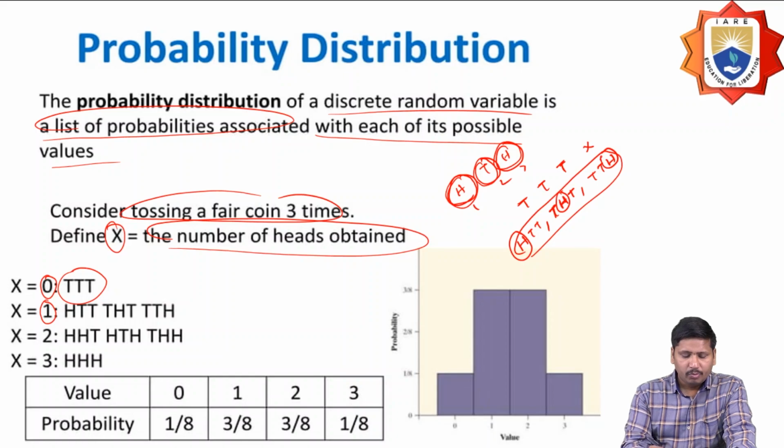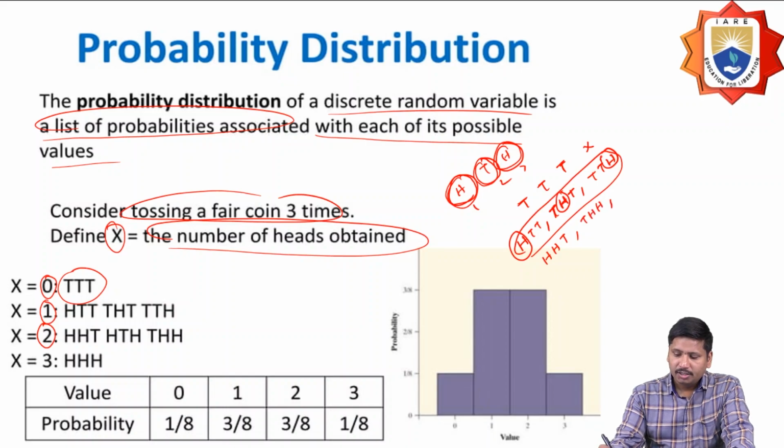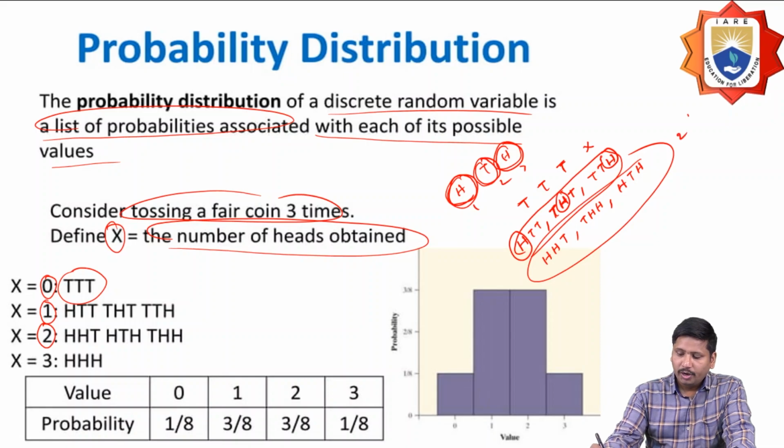Similarly, what is the probability of getting 2 heads here? What are the possible chances? The first 2 coins are heads and the third is tail, or the first is head, the second is tail and the third is head. So these are the outcomes for obtaining two heads, and this is one head, and this one is no head.